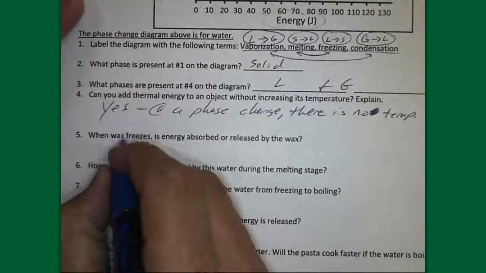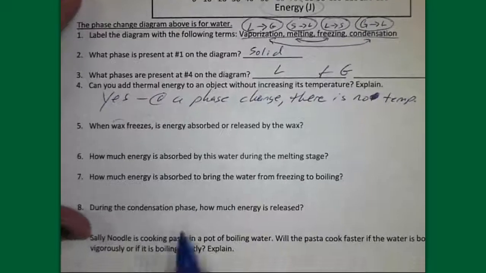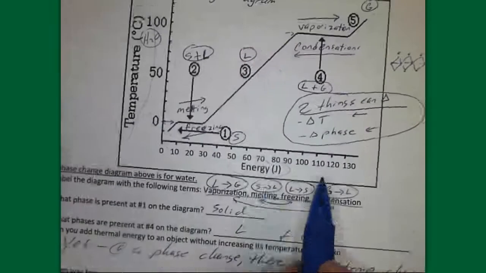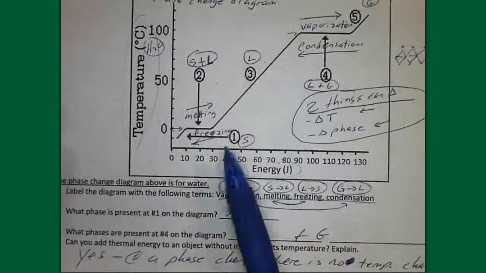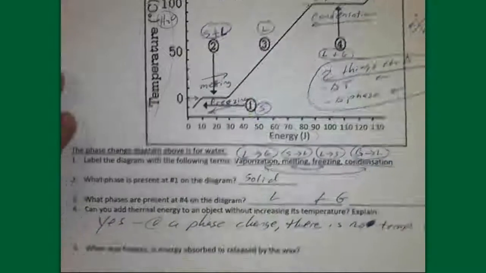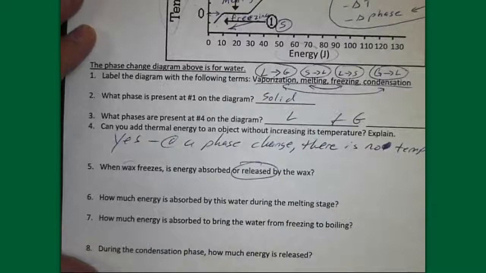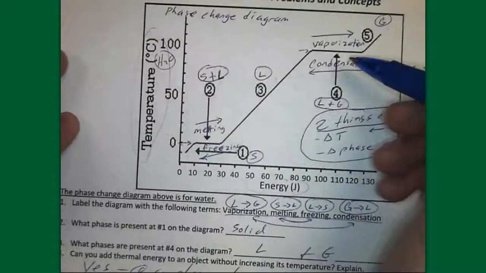When wax freezes, or any other substance for that matter, is energy absorbed or released? Well, we've already talked about these phase changes, specifically with the freezing phase change, the arrow goes to the left, so energy will be released. And you need to know how to answer that question for each one of these phase changes.